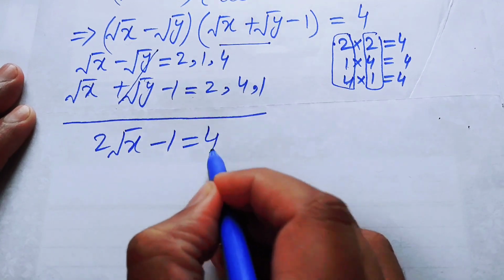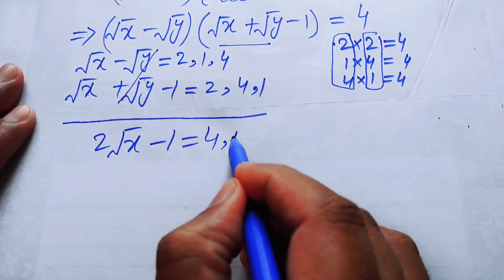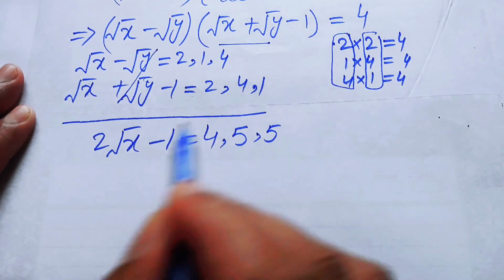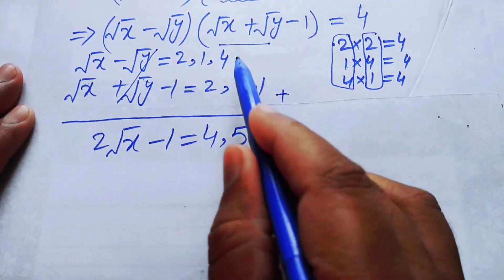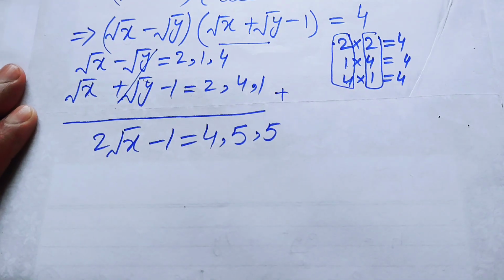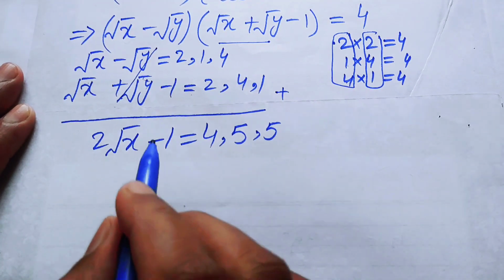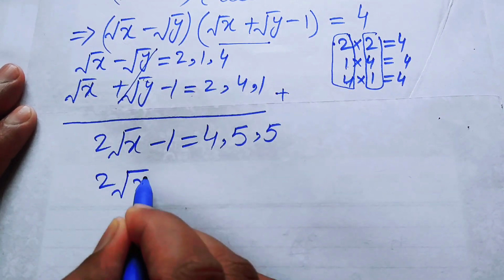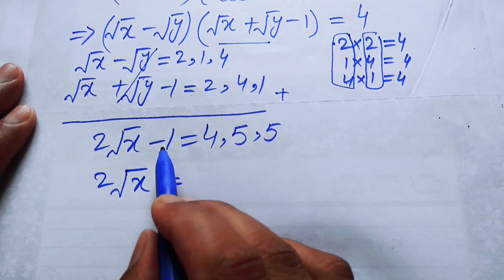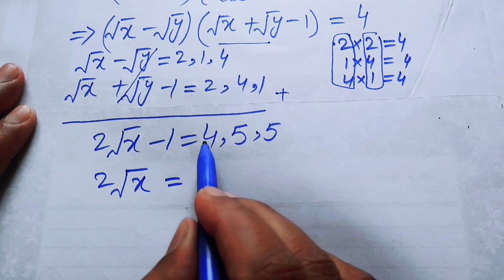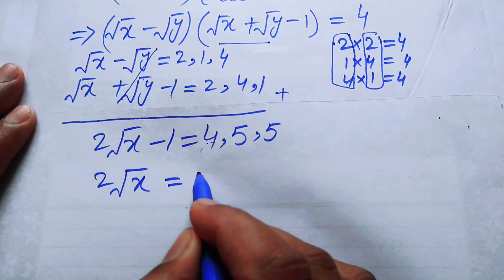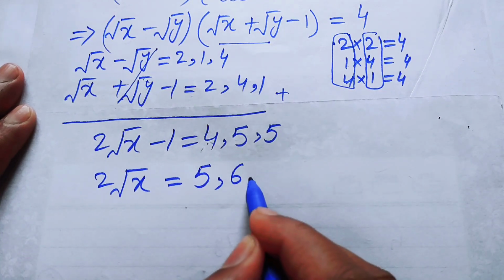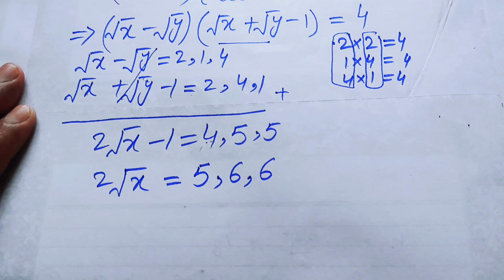plus 2 is 4, and 1 plus 4 is 5, and 4 plus 1 is 5, because here we add these two equations. After adding these, we can move this minus 1 to the right hand side, and it becomes 2 times square root of x is equal to adding all these terms: 4 plus 1 is 5, 5 plus 1 is 6, and 5 plus 1 is 6.